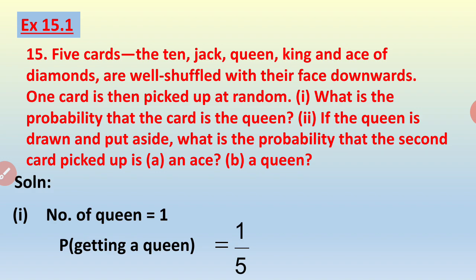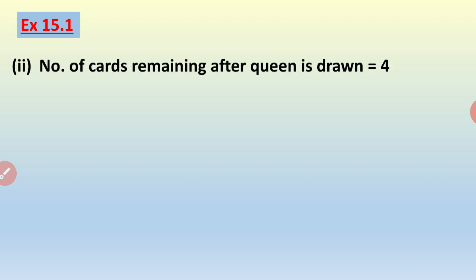That means now there is no Queen in the remaining cards and the number of remaining cards is 4. So out of those we have to calculate. For the first one we'll find out the probability of having an Ace. Now there is only 4 cards left after taking out the Queen and there is only one Ace in it. So the probability of getting that Ace will be 1 upon 4.